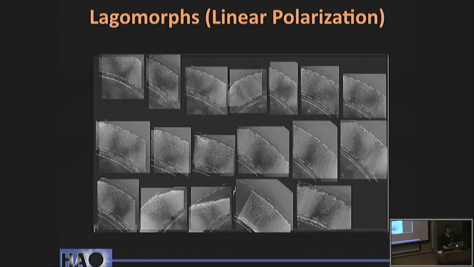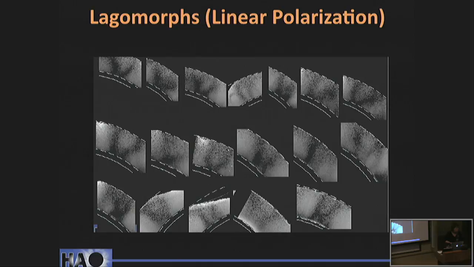If I look at now the linear polarization measurement, I get these very curious structures that, at least to me, look like rabbit heads. So we called them rabbit heads and things like that, and then we got pushback because it didn't sound scientific, so we translated to Greek, and it's now lagomorph.